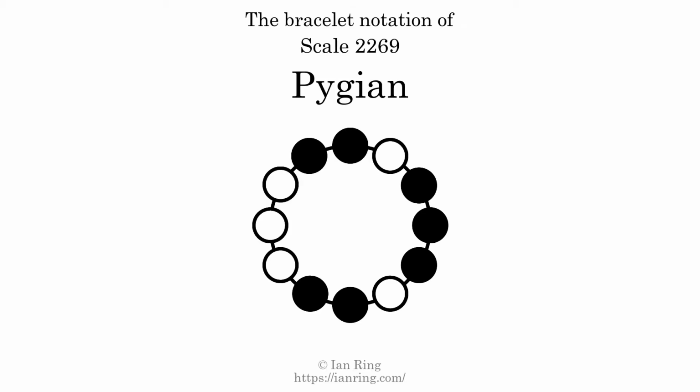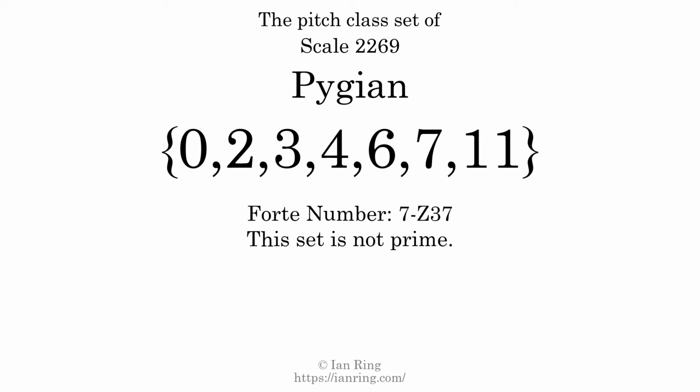This is a bracelet notation diagram of scale 2269. The shaded circles represent tones that appear in the scale, and they are read clockwise, starting at the top. The pitch class set for this scale is 0, 2, 3, 4, 6, 7, 11. The forte class is 7Z37. This set is not prime.